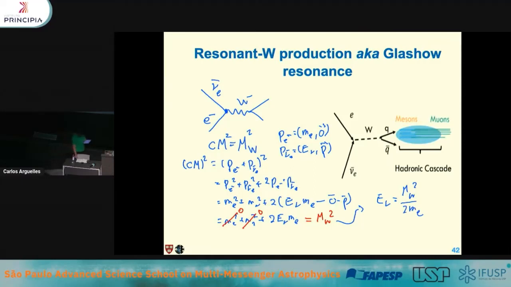Okay. And you can plug in those numbers, and you will find out that this ends up being about 6.4 PeV. So that's the energy you get. Any questions on this? Once my neutrino hits that energy, it can really make a W, as we call it, resonantly produced. Questions on this?